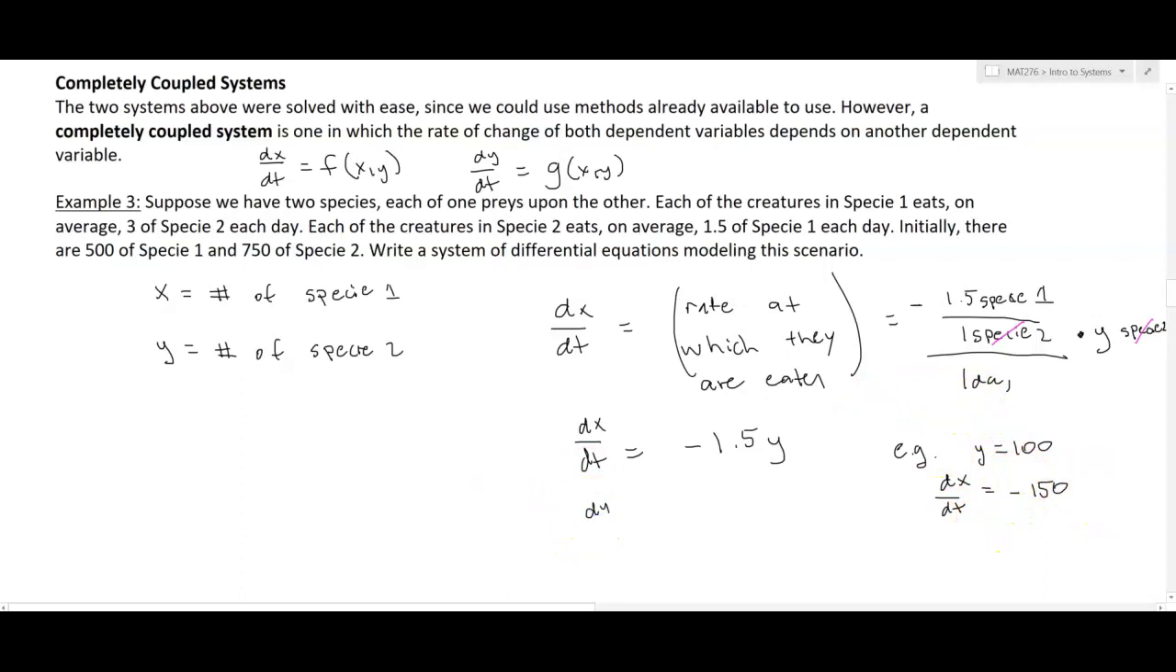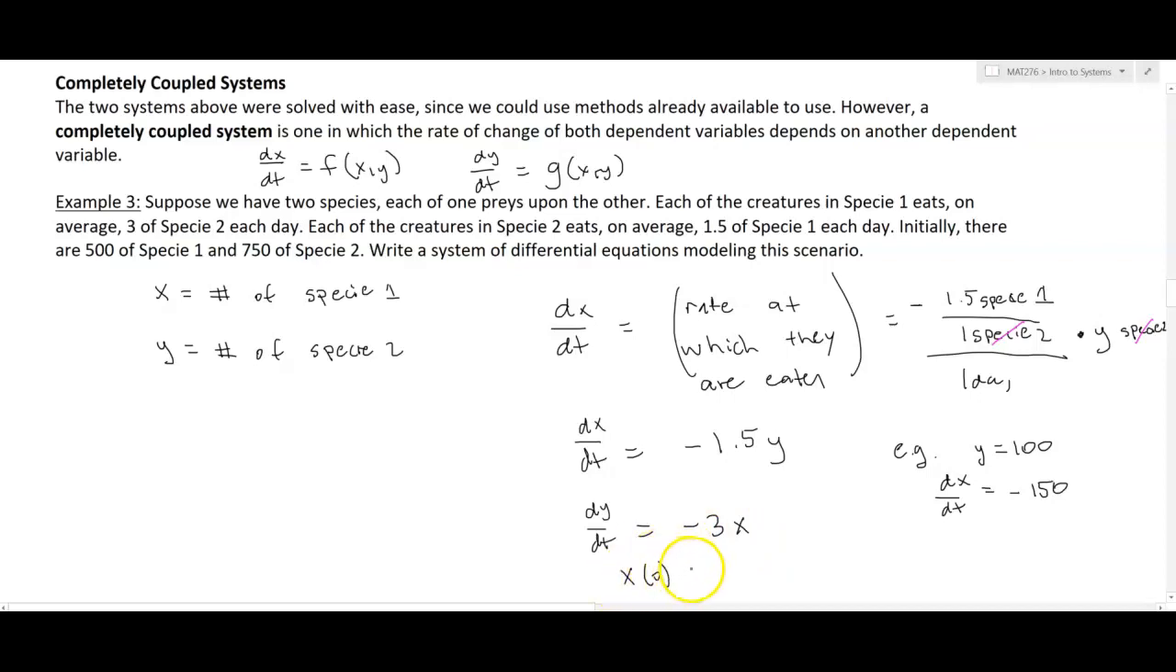Using a similar line of thinking, dy dt will be negative 3. Each of the species 1 is going to eat 3 of the species 2. So if there were 100 of species 1, then the population of y would decrease by 300 each day. And then the last thing we want to note is just what's the initial condition.